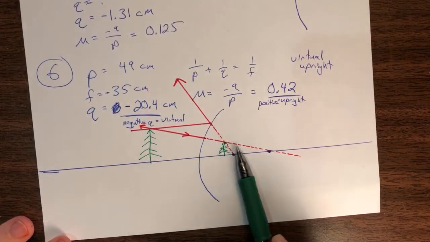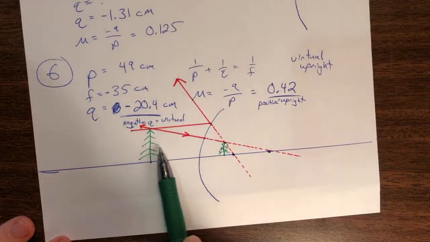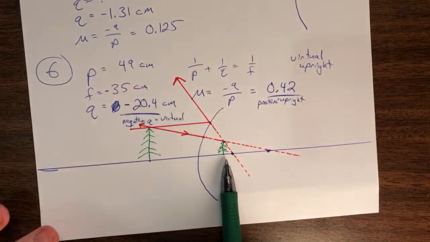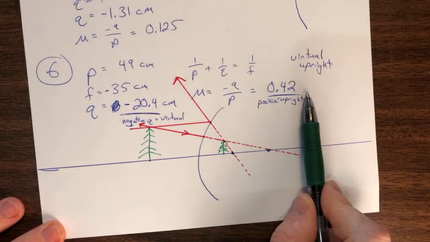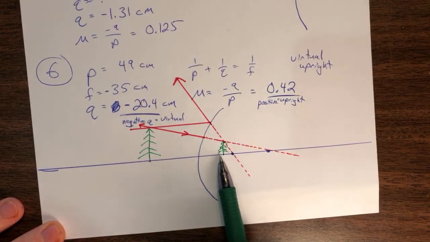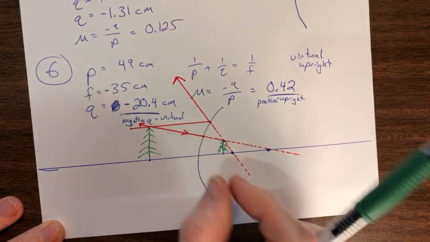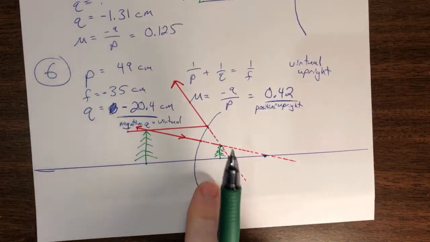So we have, once again, a smaller image. This looks like a little bit less than half of your original object, right? So this is how big your object is, and it's a little bit less than half of that size, which makes sense, right? 0.42 magnification, and this is, what is that? That's 35, and this is 20, more or less, okay? So that is how to do these.